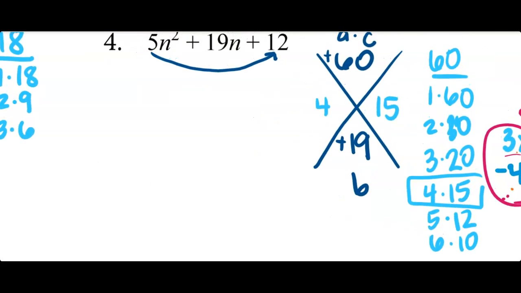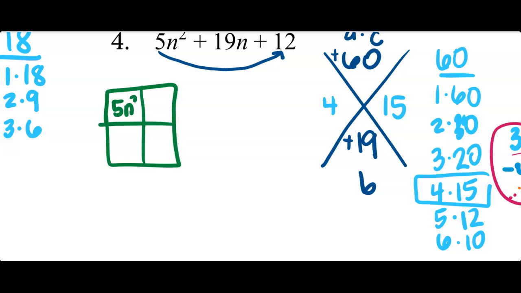We then make our box. In the box, we put 5n squared, the numbers from the X puzzle, and the C value, which was 12. Then we look for our GCFs. So the GCF of 5n squared and 15n is 5n. The GCF of 4n and 12 is 4. The GCF of 5n squared and 4n is just n. And the GCF of 15n and 12 is 3.